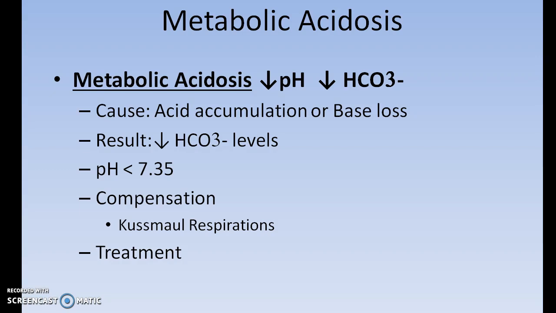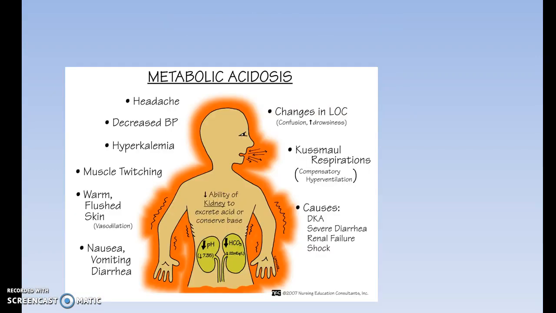Some other causes of metabolic acidosis, we could see diabetic ketoacidosis, and when we talk about diabetes, we'll talk more about this. We see it a lot of times with our patients with renal failure. So the treatment may be fixing the diabetic ketoacidosis, giving fluids, giving insulin, or if it's renal disease, it may be dialysis. So again, you can see with metabolic acidosis, we can have a warm, flushed skin. We'll see muscle twitching, hypotension.